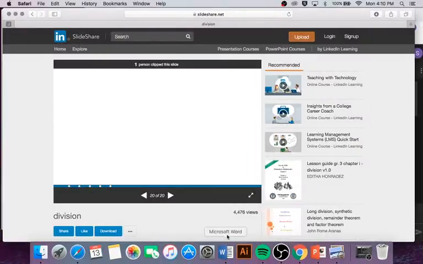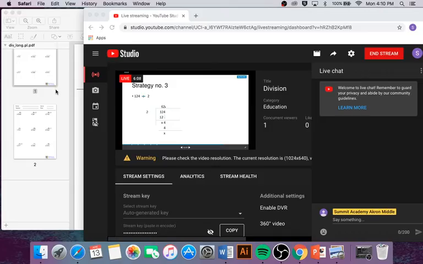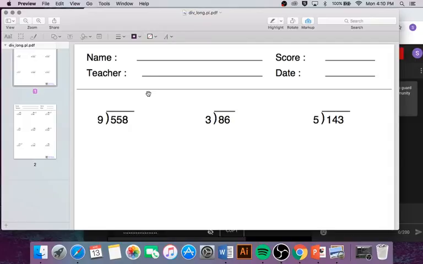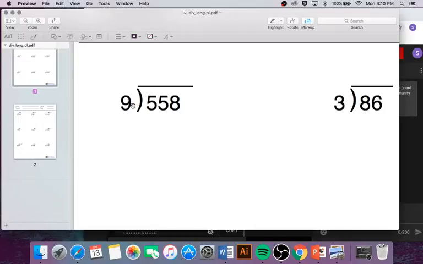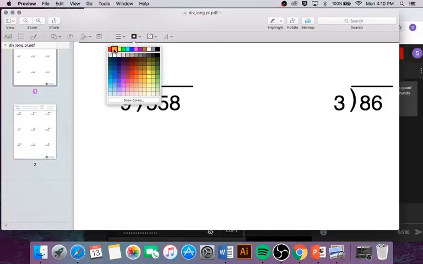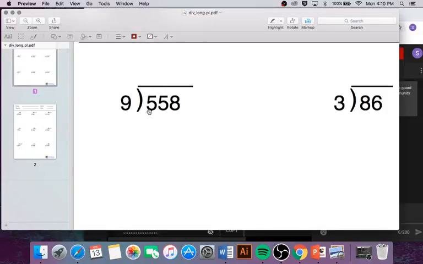All right, so that is your PowerPoint that I had for you. So now we're going to look at some division problems. So our first, we have 558 divided by 9. So we see how many times 9, it doesn't go into 5, so we need to move over. So we see how many times 9 goes into 55.